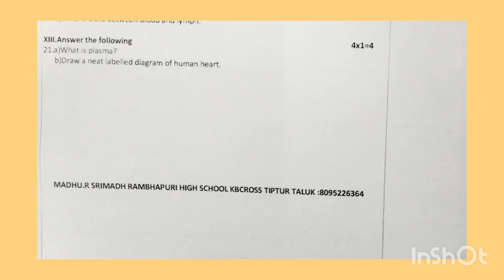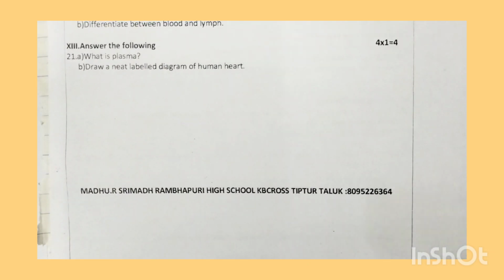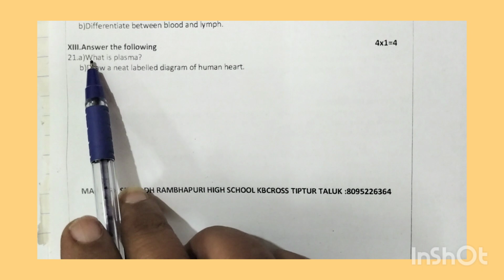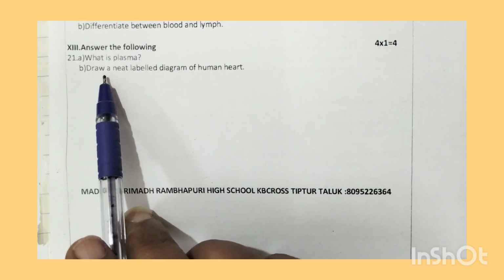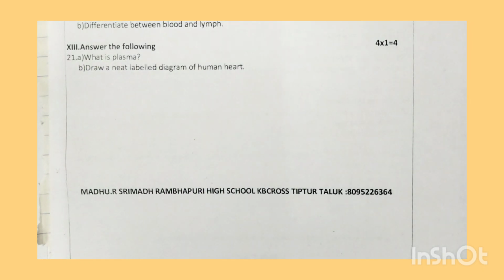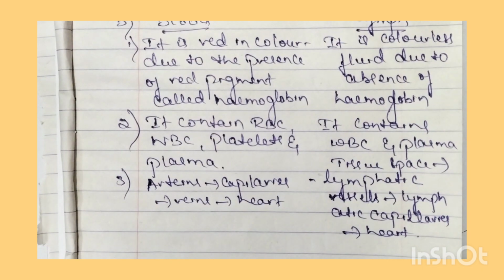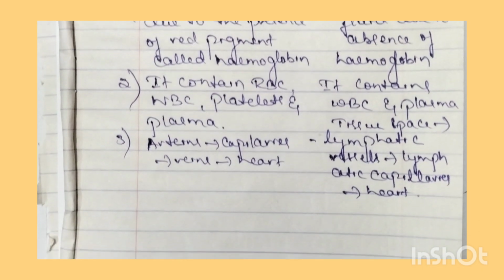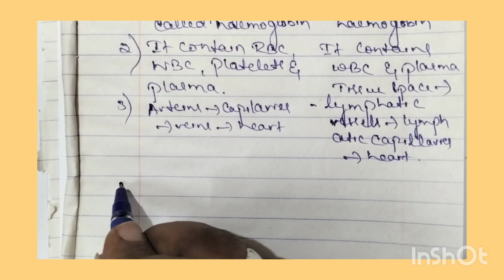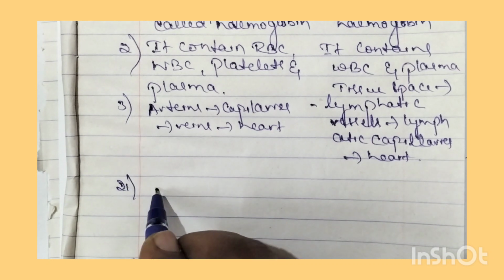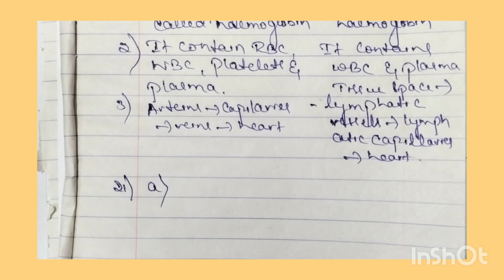Now let us move to the 21st question. The 21st question is, what is plasma? And draw a neat labelled diagram of the human heart. So let us answer the 21st A. One is a diagram related question. Another one is, what is plasma?